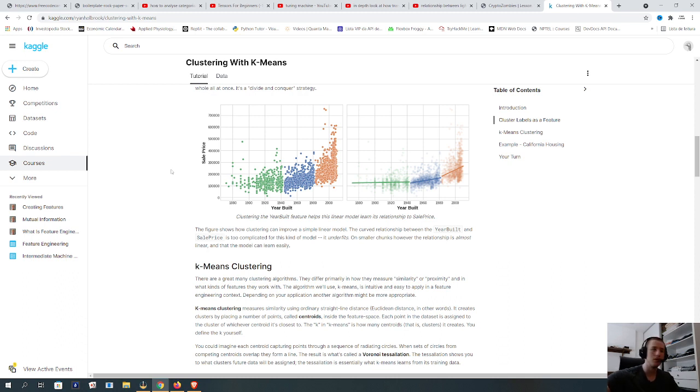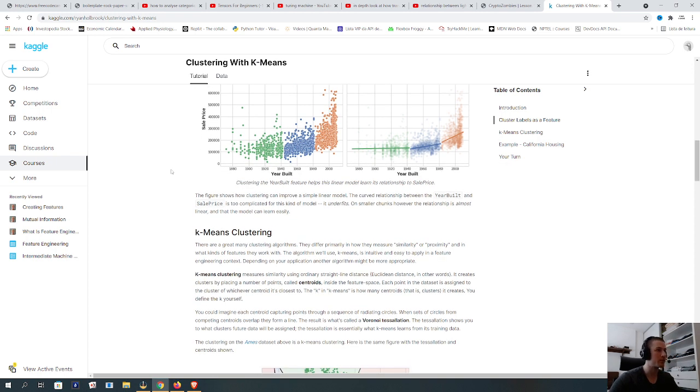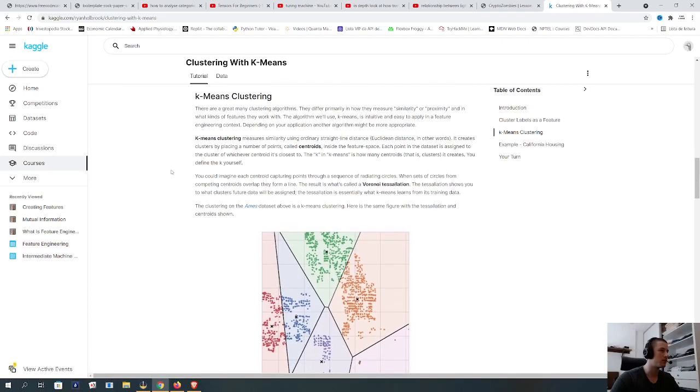Sale price. Clustering the year built feature helps this linear model learn its relationship to sale price. The figure shows how clustering can improve a simple linear model. The curved relationship between the year built and sale price is too complicated for this kind of model. It underfits. On smaller chunks, however, the relationship is almost linear, that the model can learn easily.